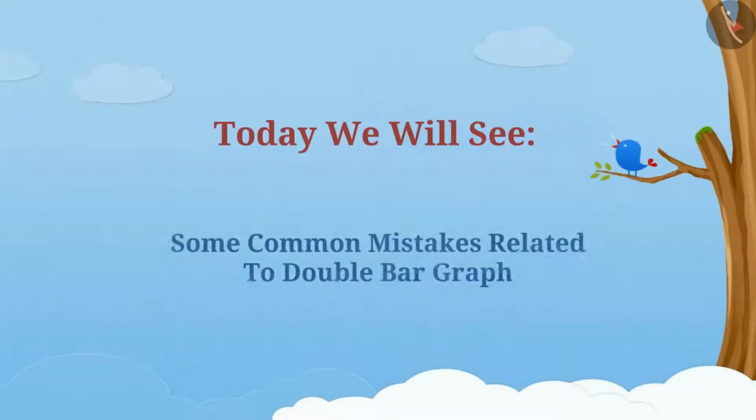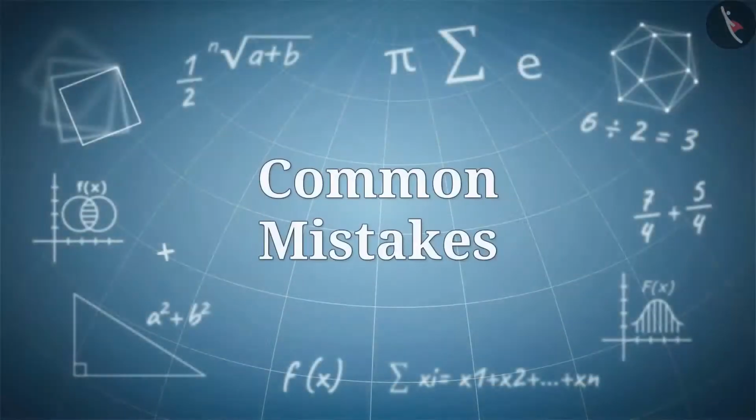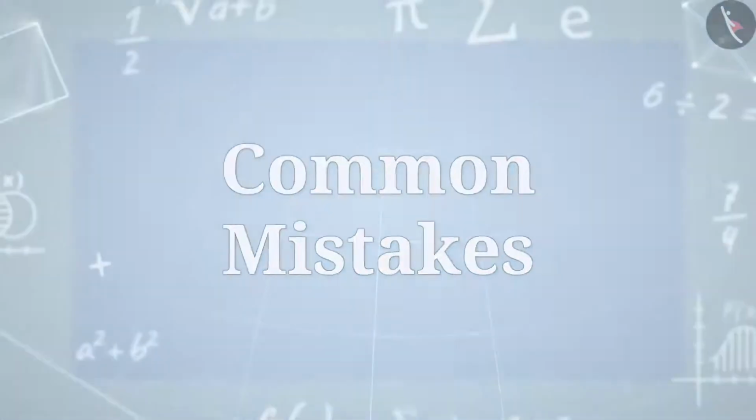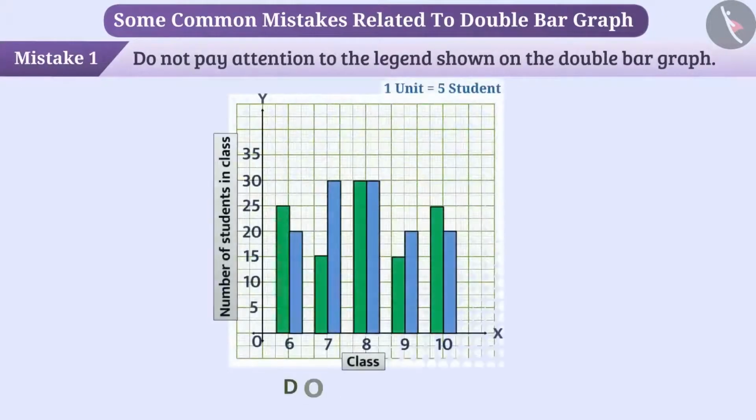Today we will see some common mistakes related to double bar graph. Mistake 1. A child drew this double bar graph based on the data shown. Can you tell us what is reported here? Think.